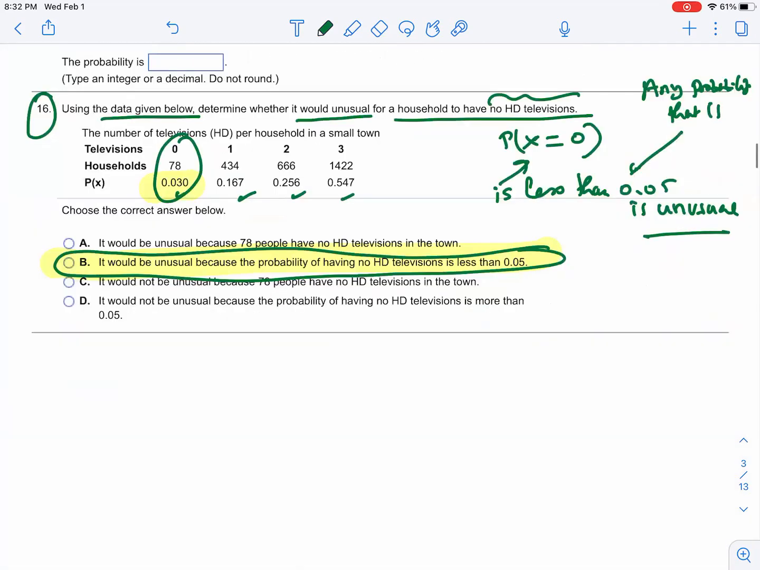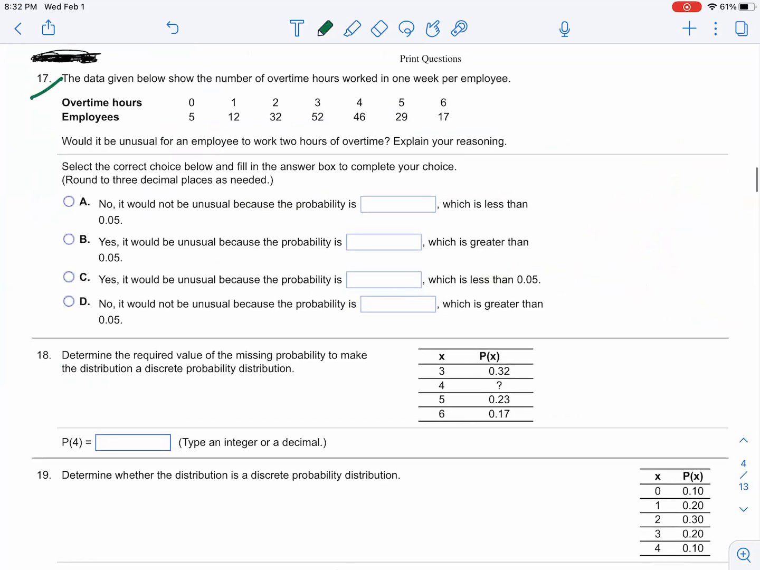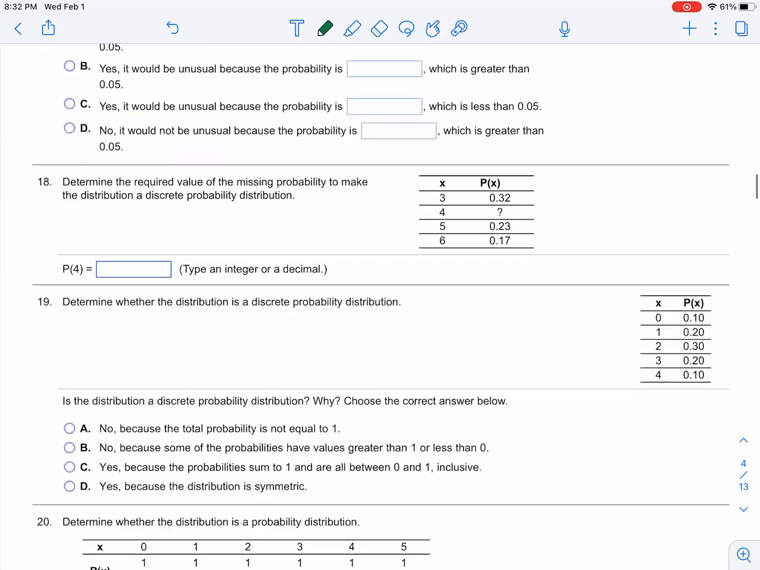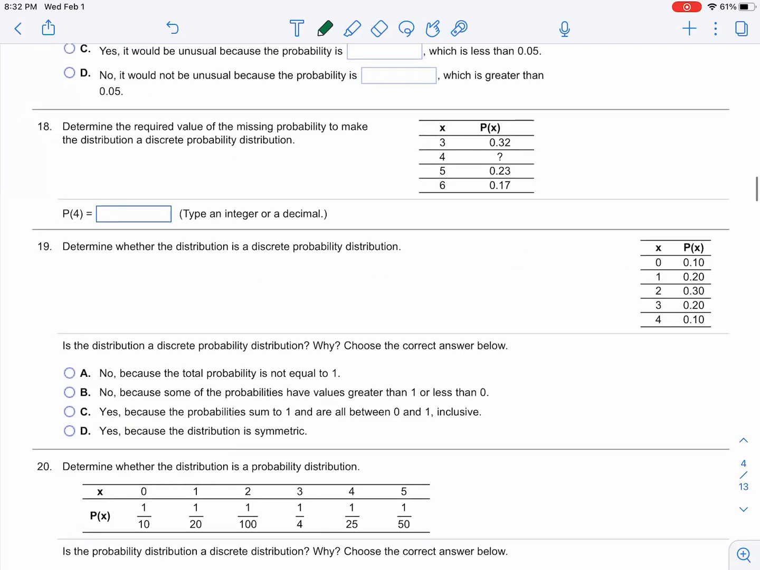Moving on. You can answer 17. I don't need to do it for you. Here, it says determine the required value of the missing probability to make the distribution a discrete probability distribution. So one of the criteria for being a discrete probability distribution is that your sum of P of X should be equal to 1. So if I sum all of this, I should get back 1. Another thing you need to know: any probability should be between 0 and 1. Outside of that interval is no longer a probability.